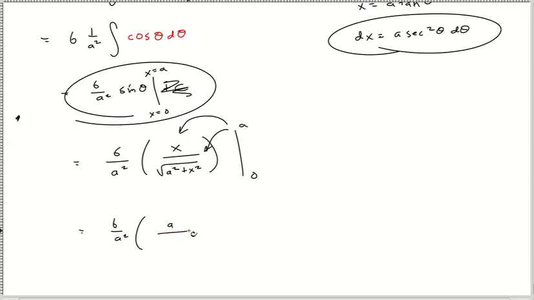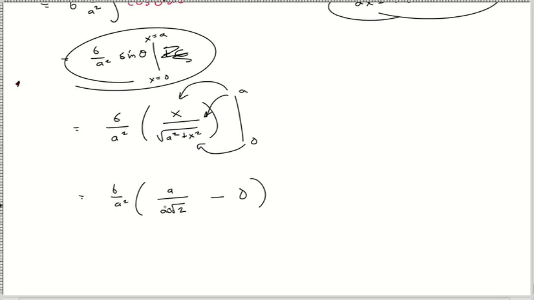So I've got a over, and this is a squared, and a squared makes 2a squared, the square root of that. So I basically get a square root of 2 minus, plug in a 0, actually just zeros it out, so I don't worry about that. These will cancel, and so, yep, that's exactly the answer I got. I got 6 over a squared square root of 2.